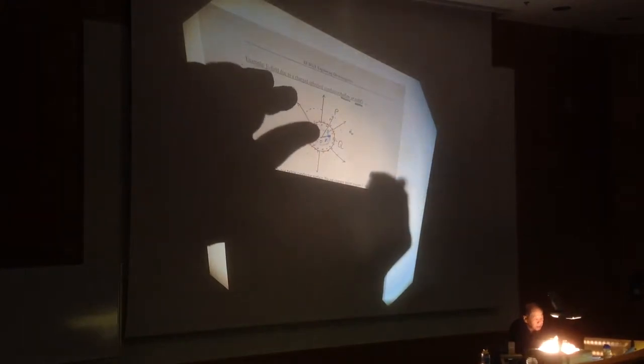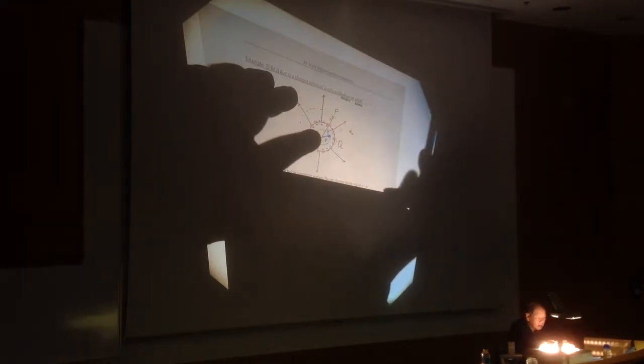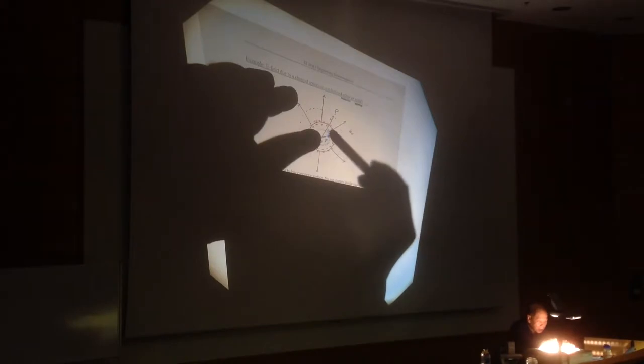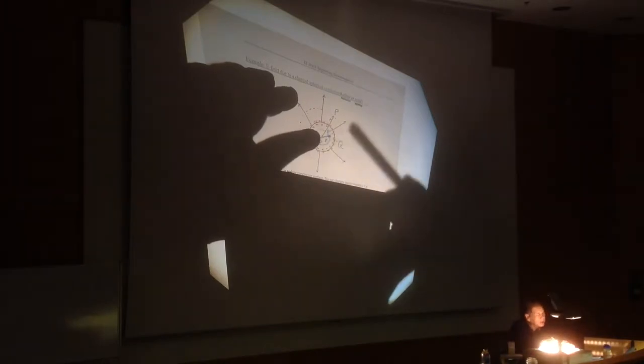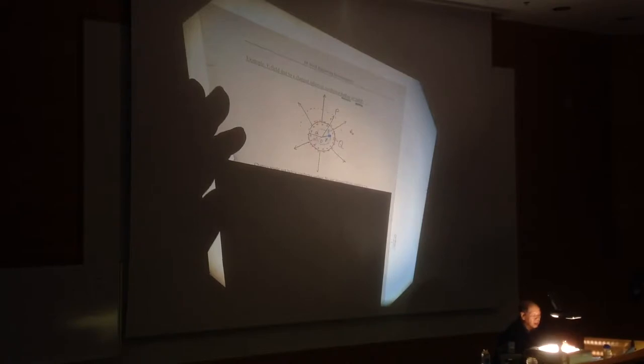If I want to find the potential at a point inside the ball, my path must start from infinity, come back all the way, go to the surface of the charge, and then go inside. So there are two regions here. That is why now we're going to calculate the field value in two regions.